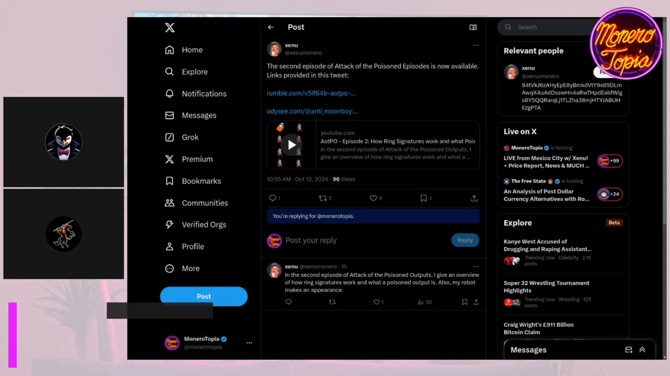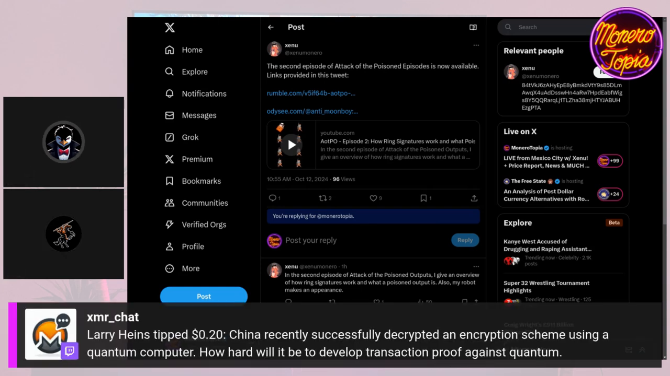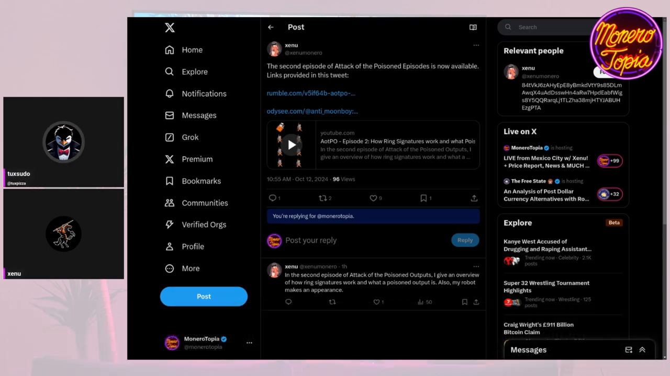Very nice. Larry Hines tipped 20 cents. China recently successfully decrypted an encryption scheme using a quantum computer. How hard will it be to develop transaction proof against quantum? That is a question for Luke Parker, my friend. You should ask him that. I'm sure he could talk your ear off for a couple hours about that, for sure. Definitely not something I can answer.